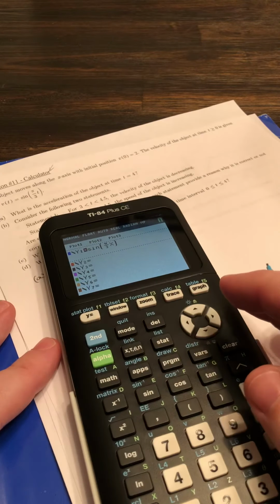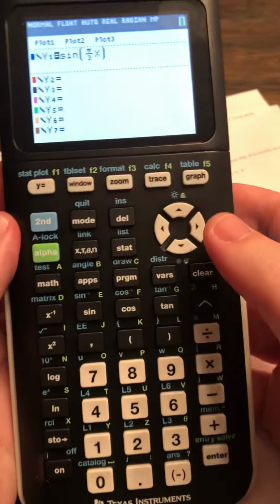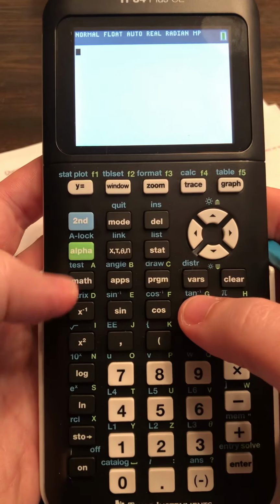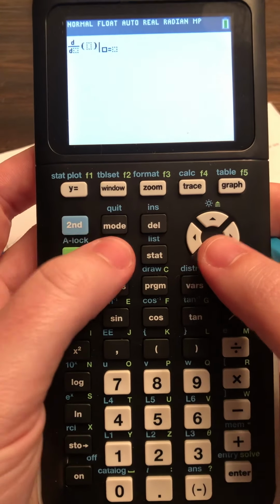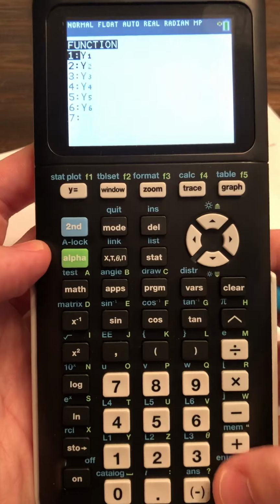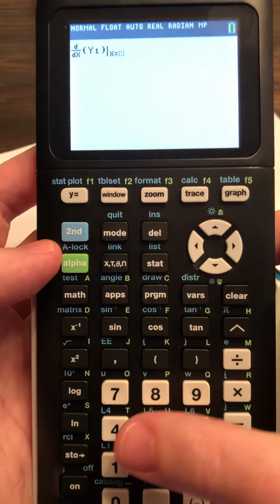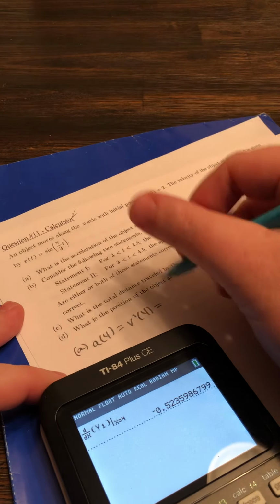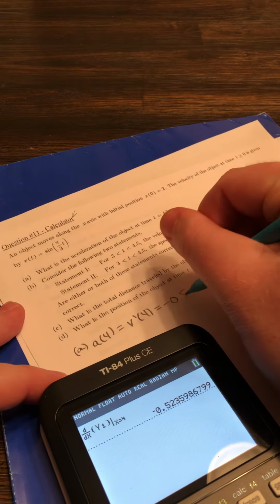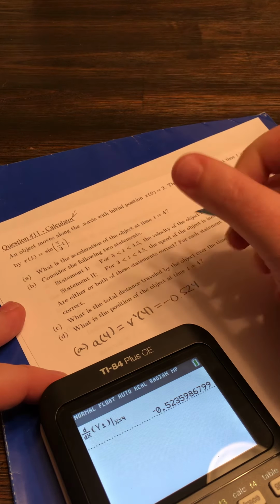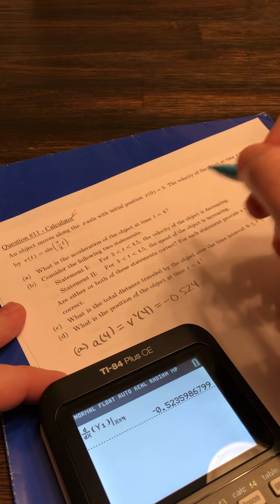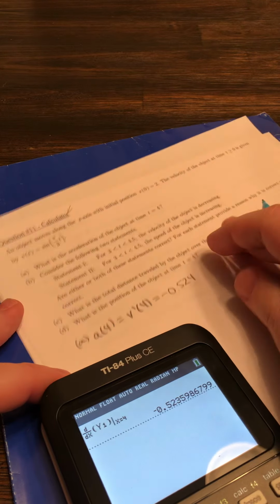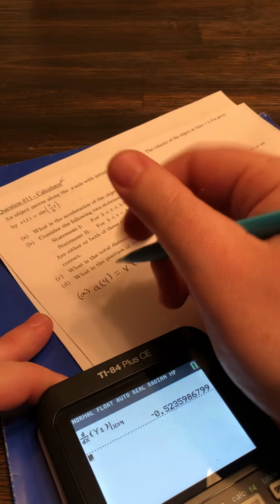So what I'm going to do is go to my calculator, go to the home screen. I'm going to do math 8, derivatives. The derivative of y1 at 4. And there we go. So we would say the acceleration of the particle is negative 0.52, and I'm going to round it to 4 decimal places. There is no units of measure, so I'm just going to leave the answer as is and move on to now the next part, which is B.